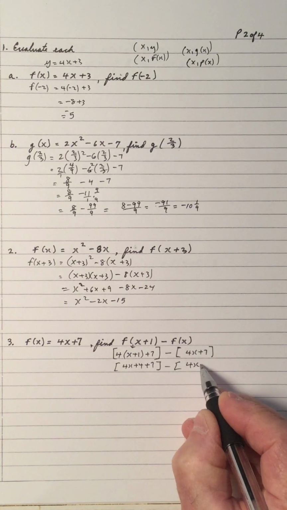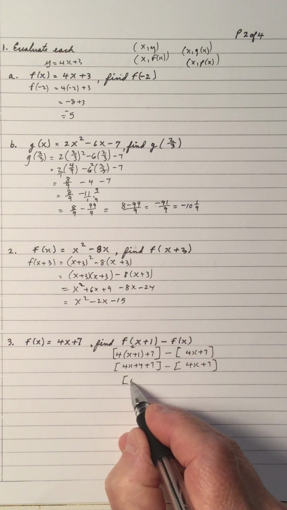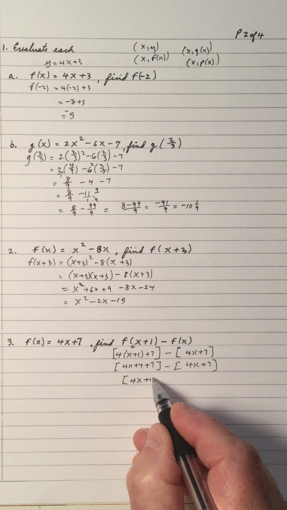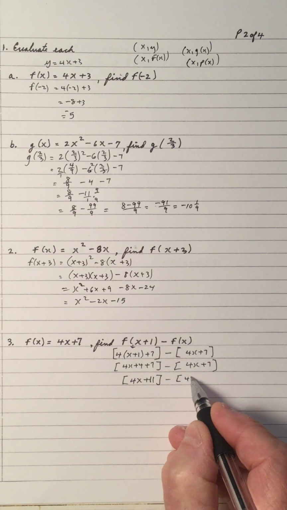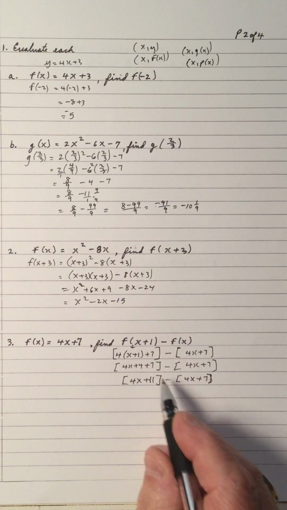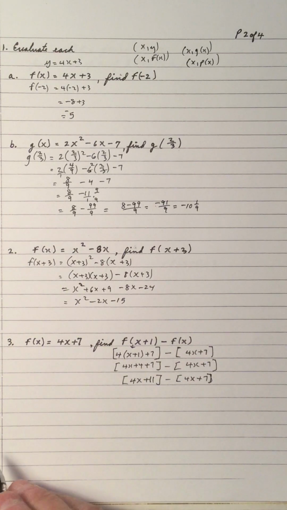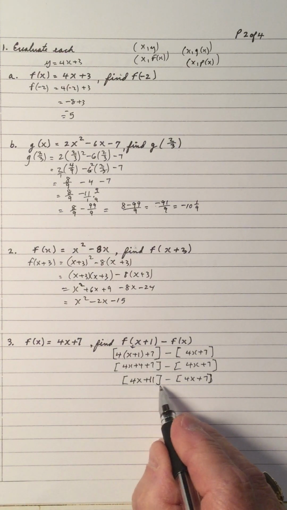This bracket, you do not need to do anything. And we've got to simplify the brackets, so it's 4x plus 11, subtract 4x plus 7. Notice I used the square brackets. You could use the oval round brackets. So now we've got this binomial, subtract this one.